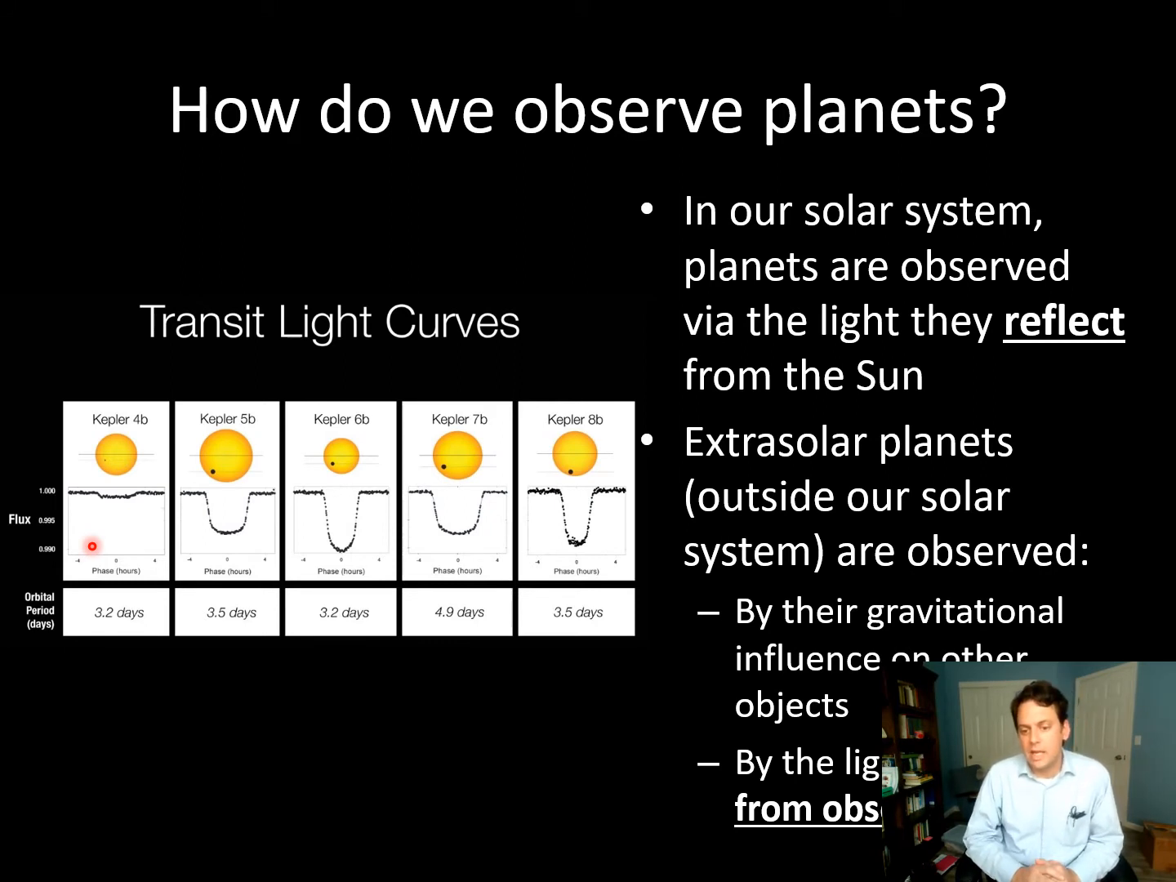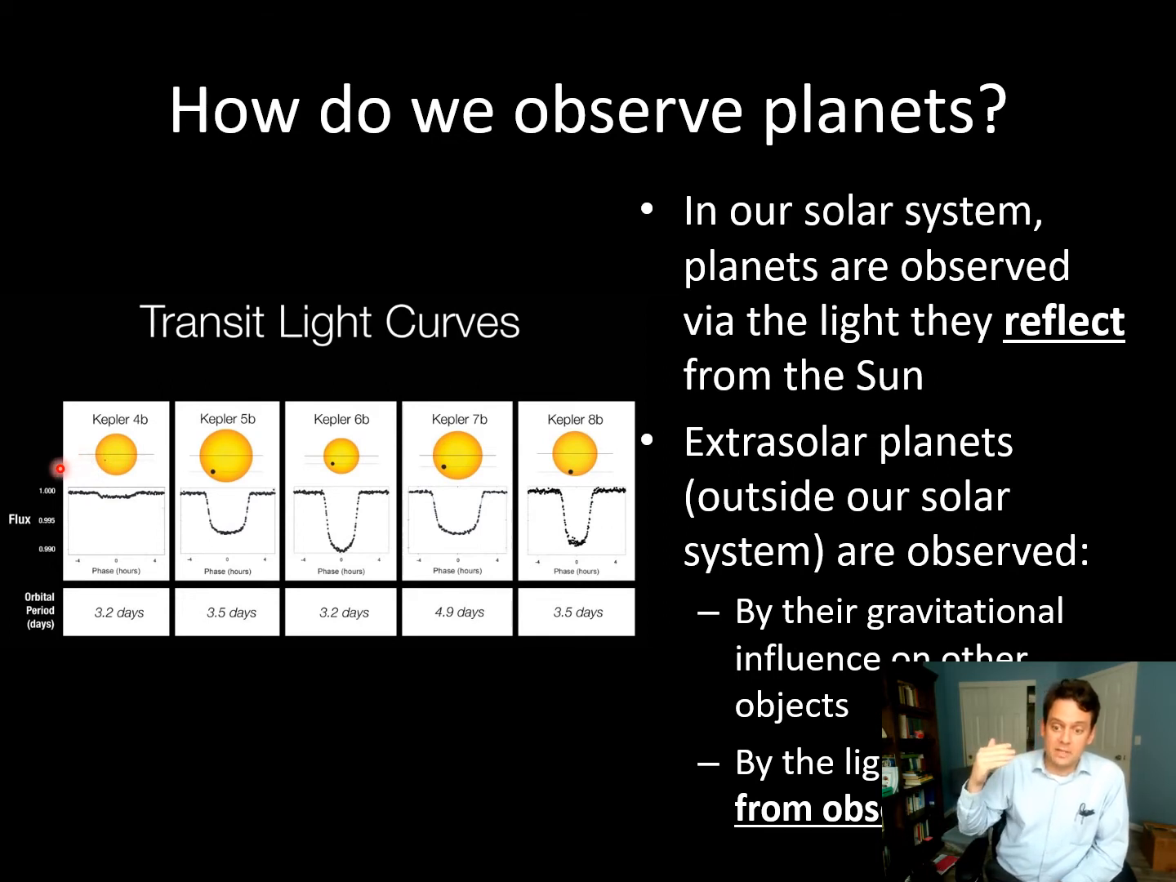But for those that we can't observe that, there's a second way that we can observe extrasolar planets, and that's by noticing the light they obscure when they pass in front of the star. So if you look at the figure here on the left, Kepler 4b, for example, which is just an example of an extrasolar planet, it's hard to see because it's just a little black dot there, but there is a black dot. This planet is going to orbit.